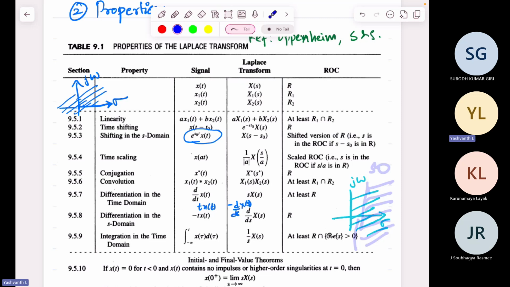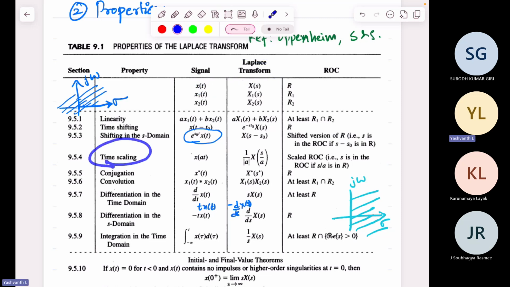Now you see how this is like a dual nature. When you do a time shifting, you get exponential multiplication in the Laplace domain. Similarly, when you do an exponential multiplication in the time domain, you get a Laplace domain shifting, that is S domain shifting. So this is like the dual property that you observe between the time domain and the Laplace domain.